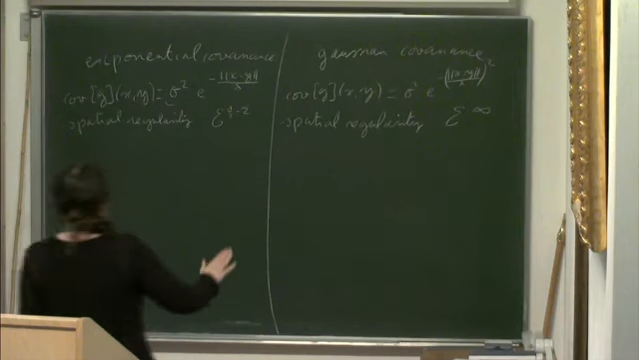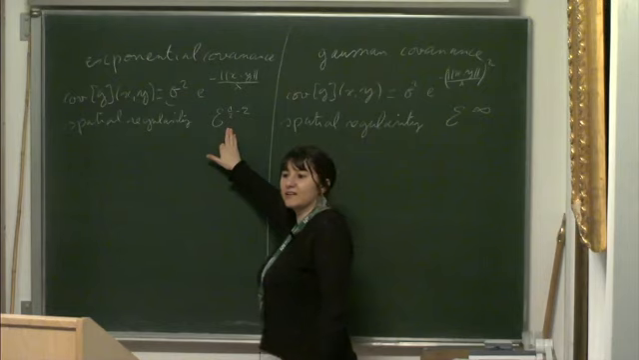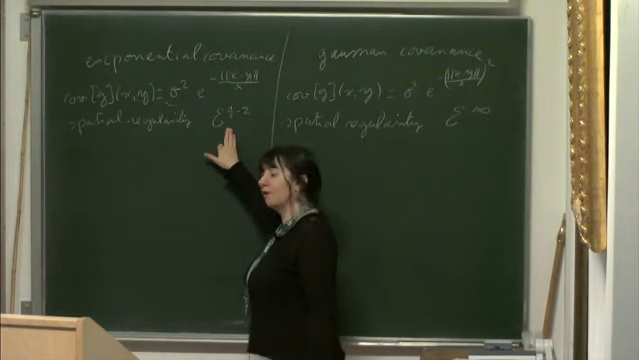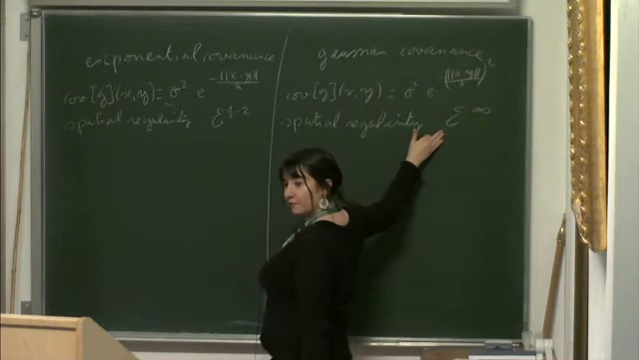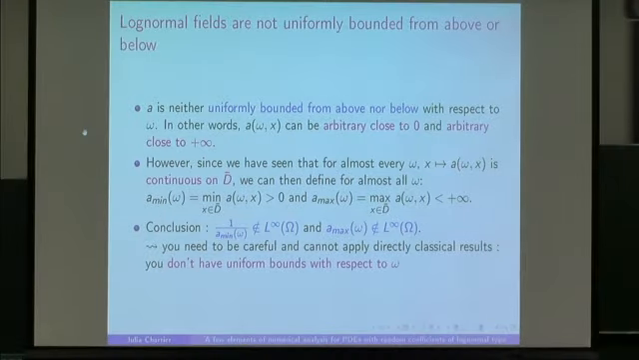So in this case, A is not a very smooth function. It's less than a C1 function of x, whereas in this case it's a very smooth function of x. So that was the first issue, the spatial regularity.